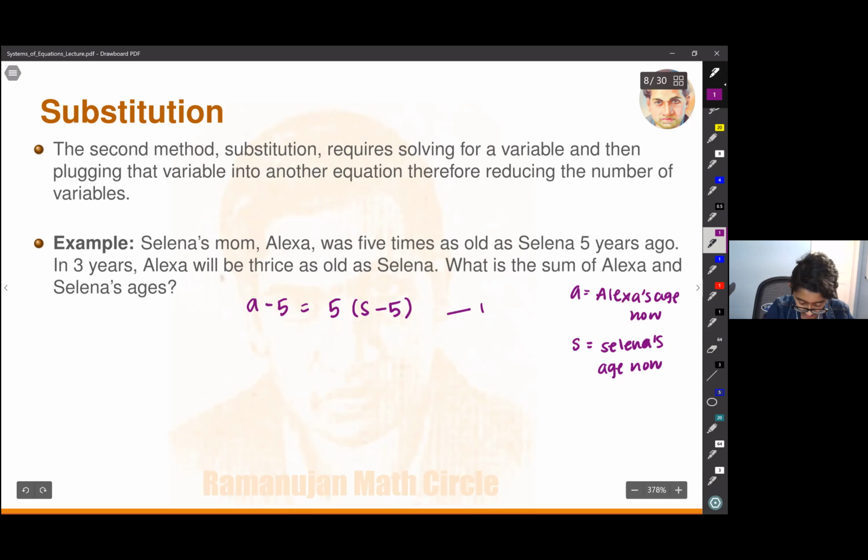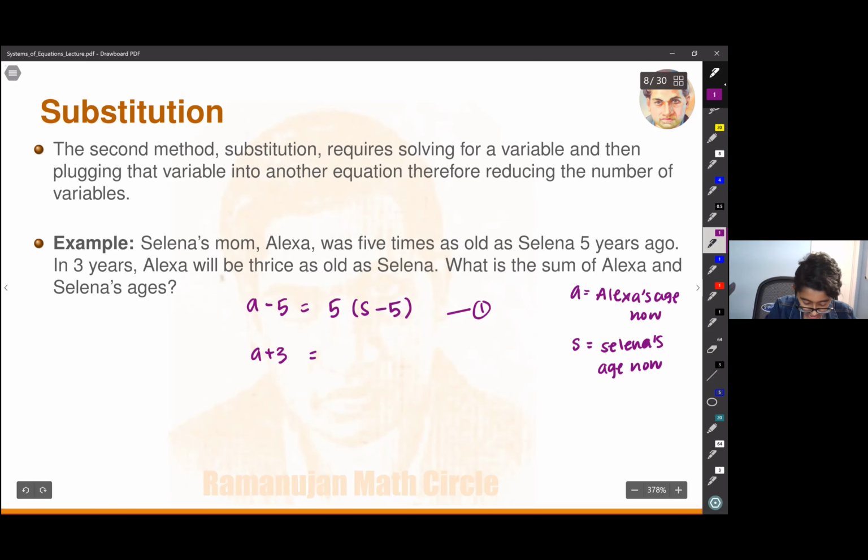Let's write it down. And now let's look at our second sentence, and we're going to find our second equation from there. In 3 years, Alexa will be thrice as old as Selena. Okay, so in 3 years, that means A plus 3, correct? Because right now Alexa is A, and in 3 years she'll be A plus 3 years old.